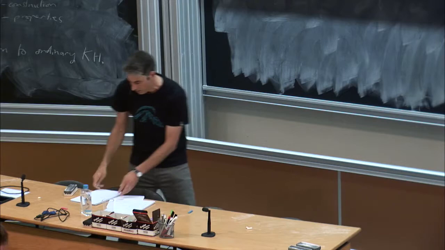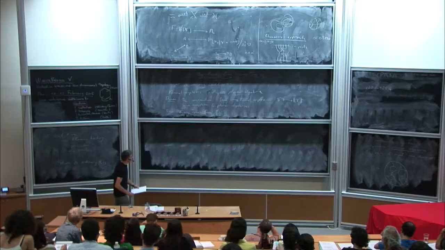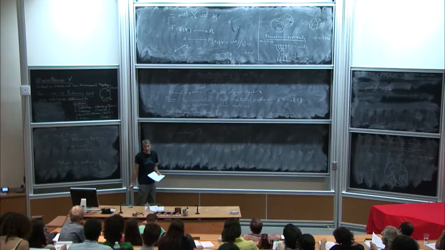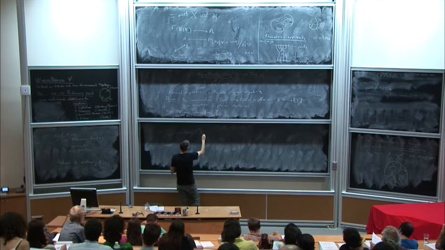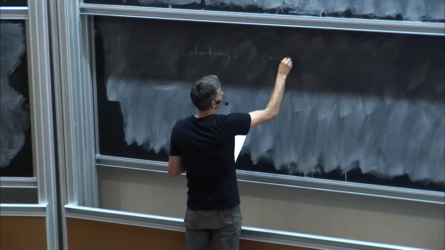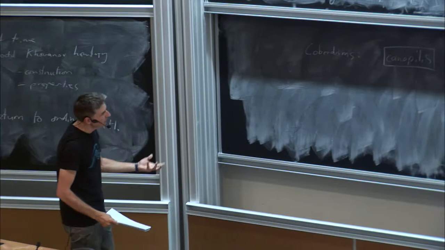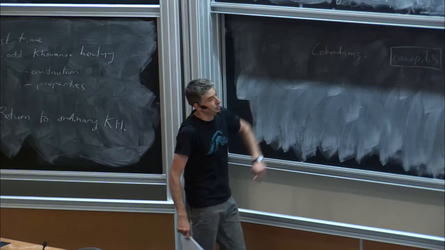And you end up with a somewhat complicated structure, and I'll just write down the name. So you have cobordisms. Can we deal with those in this picture? And the answer is yes. And the key word is canopolis. Actually, I'm not sure how you're supposed to really pronounce this. Canopolis, maybe. And this is the structure which, as I said, helps fit together all the things that you have as ingredients.